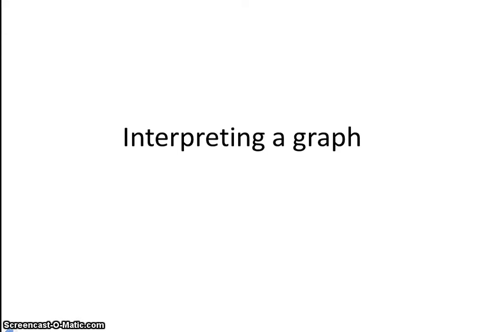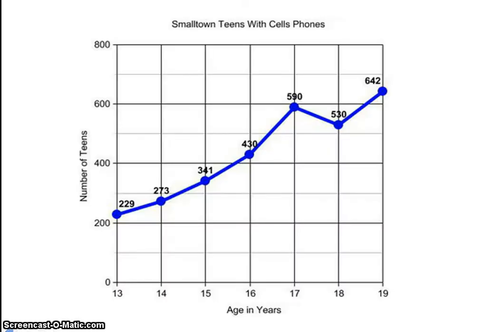This video is about interpreting graphs. When we look at a graph, it has three parts. It has a title. The title of this graph is Small Town Teens with Cell Phones.